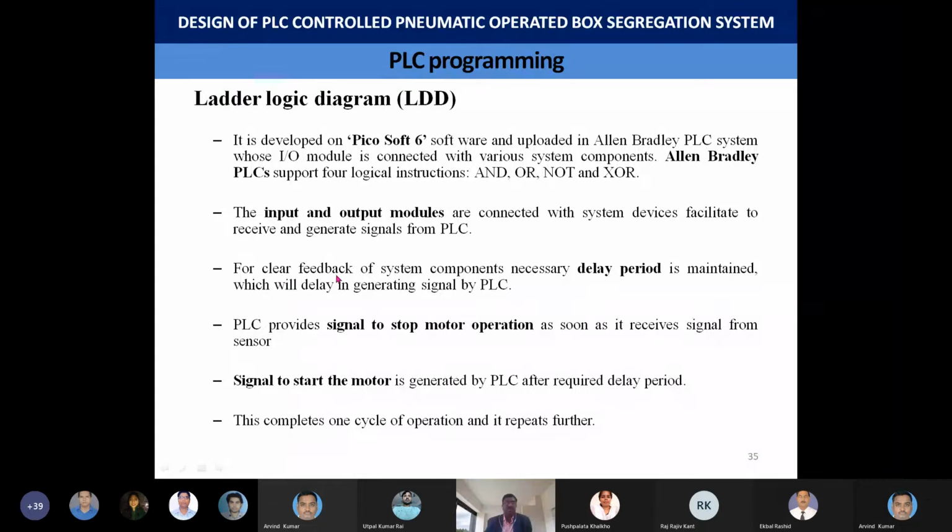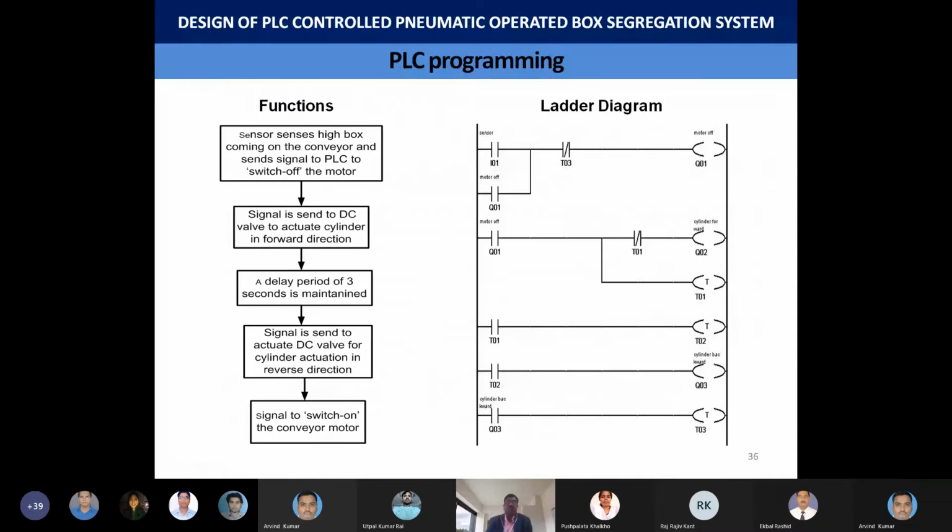For clear feedback of the system, some delay period is maintained between the various steps of the actuation of the physical system in the PLC. The PLC provides a signal to stop the motor operation, the first actuation, as soon as it receives the signal from the sensor. Then the signal to start the motor is generated by the PLC after a particular delay period. This can be easily seen in the signal flow diagram. So this is a ladder logic diagram.